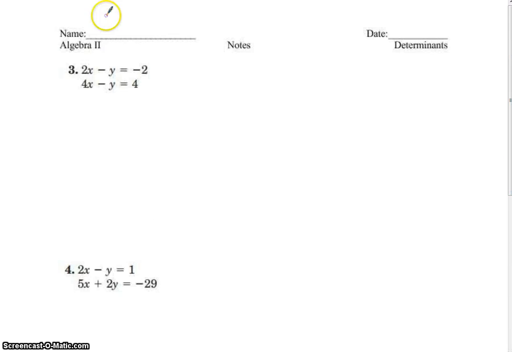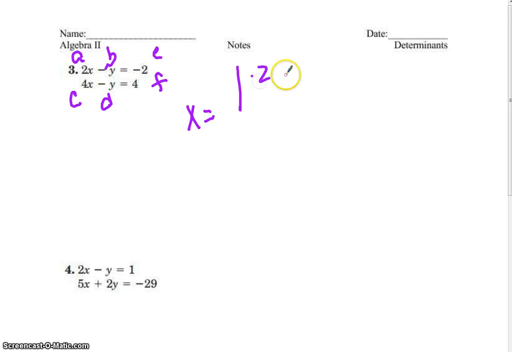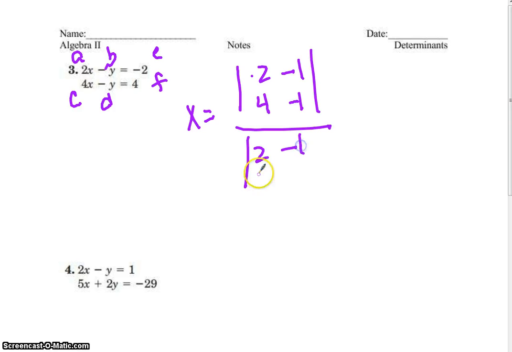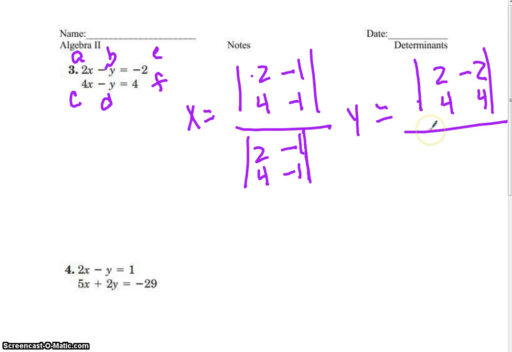Number 3, start by labeling it A, B, C, D, E, F. For your x, on the top, remember that your formula is EBFD. So it is negative 2, negative 1, 4, negative 1. Over ABCD, which is 2, negative 1, 4, negative 1. Y is equal to 2, negative 2, 4, 4 over the same thing as what the other one was.